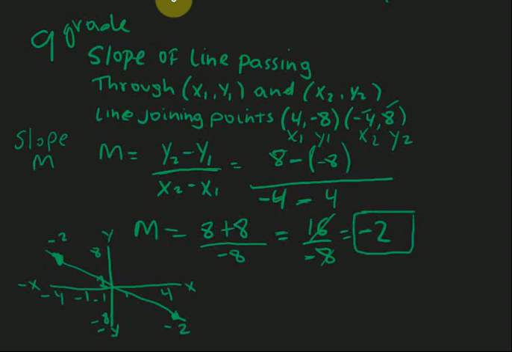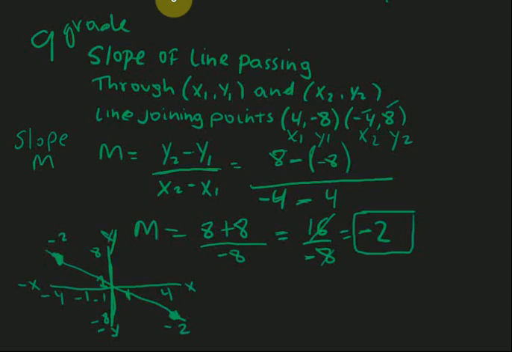Now you have to graph it. This is your coordinate plane: y axis here, x axis here. On the x axis, minus 4, minus 3, all the way to minus 1, and 1 to 4. On the y axis, minus 8, all the way to 8. The first point given was x1, y1, where 4 is x and minus 8 is y1. The point is here.